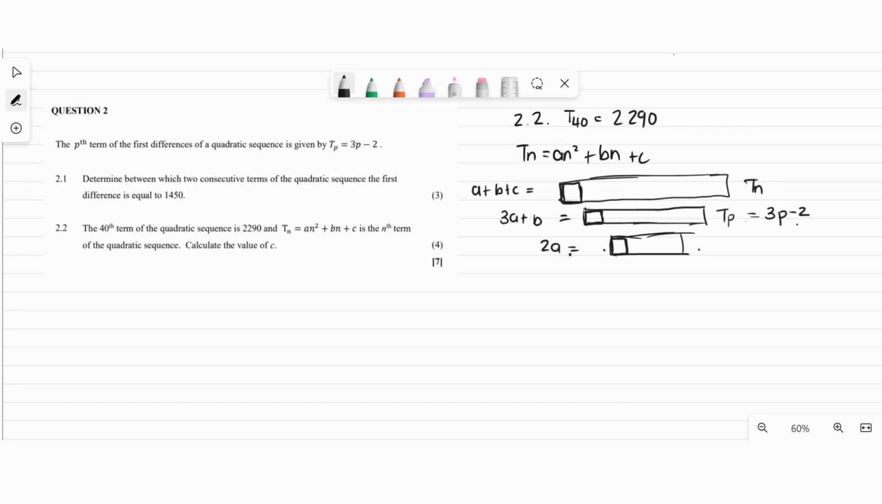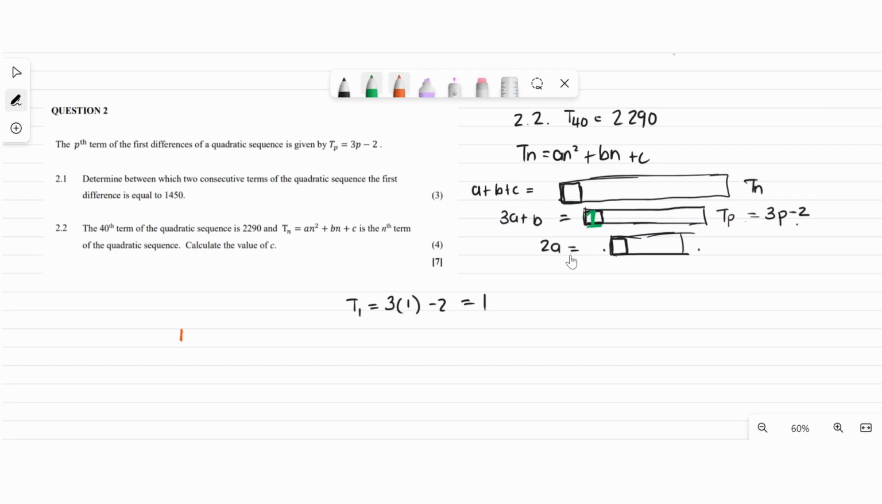Let's do that. T1 from using this formula is going to be 3 open bracket 1 minus 2. That is going to be equals to 1, right? So we know that here is going to be 1. That's the number. So 3A plus B is going to be equals to 1. So now we need to find out what 2A is going to be equals to, right? So this is going to be the first term. So 1 is going to be here as the first term. Let me put it here in orange, right?